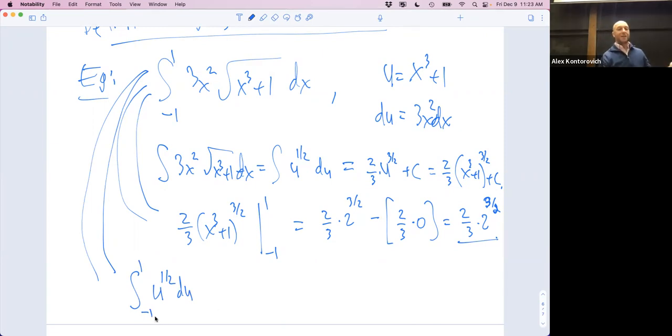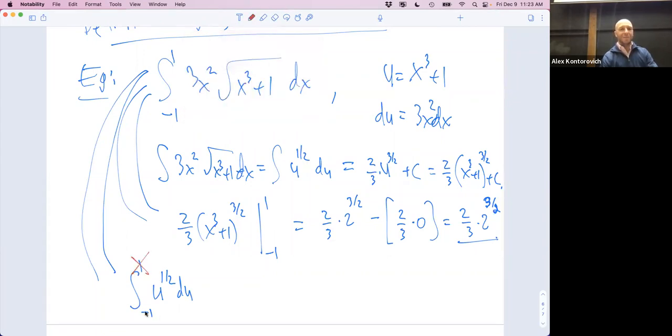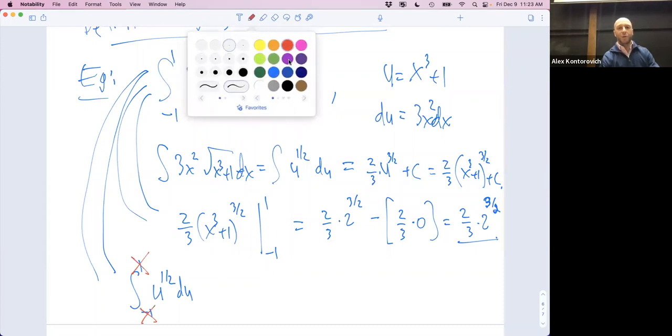This would be correct in the x's, but it's not correct in the u's. The u's have a different range. Okay, I need to figure out what happens to u when x is -1. So this is not correct. It is not correct to keep the same bounds. What I have to do is figure out what the correct bounds would be.